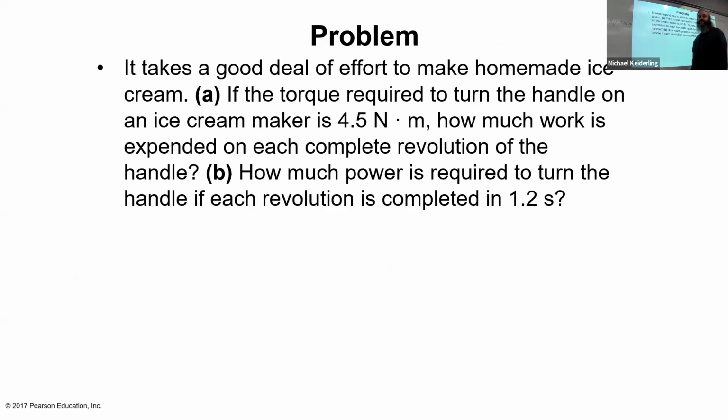So it takes a good deal of effort to make homemade ice cream. The torque required to turn the handle on an ice cream maker is 4.5 Newton meters. How much work is expended on each complete revolution of the handle? And how much power is required to turn the handle if each revolution is completed in 1.2 seconds? And this is why my ice cream churn is motorized.